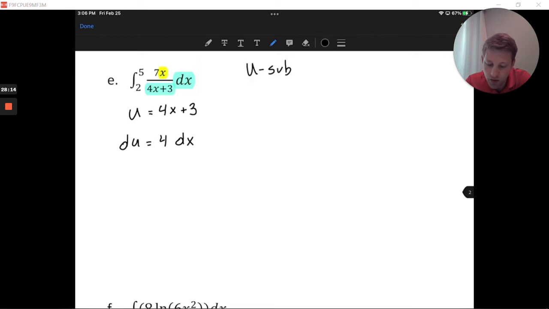So let's go ahead and try to do that. If I go to solve for x in this equation, I could say that subtracting 3 on both sides, we have u minus 3 is equal to 4x. Therefore, we have u minus 3 divided by 4 is equal to x itself. So here we have a representation for x in terms of u that we can work with.